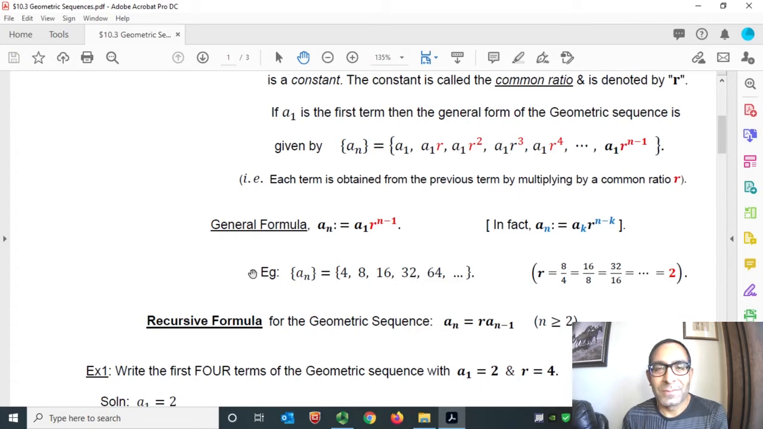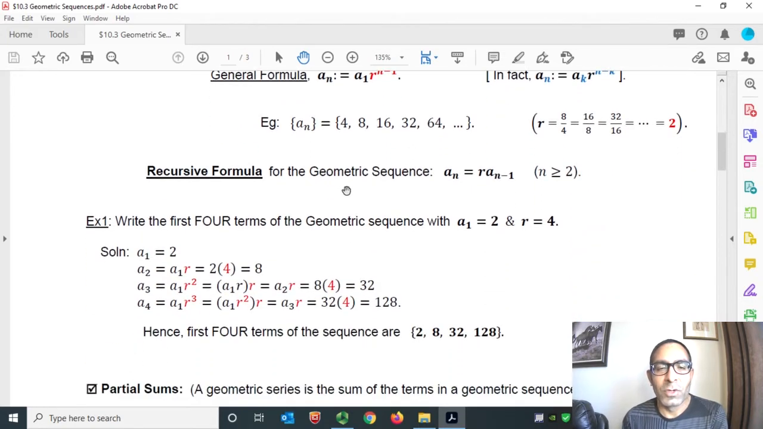Quick example: the sequence with terms 4, 8, 16, 32, 64 is an example of a geometric sequence where the first term is 4 and the common ratio is 2. Next, the recursive formula for the geometric sequence is given by an equals r times a(n minus 1).